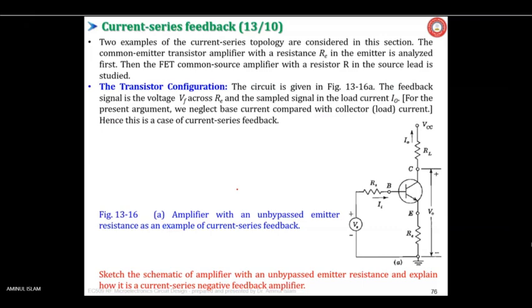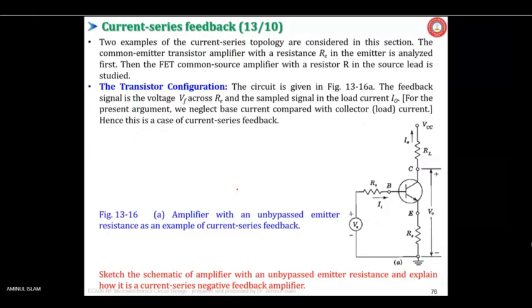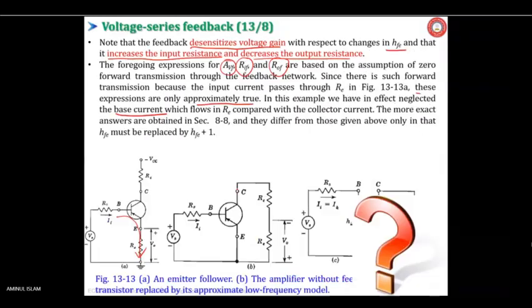Now we'll start. We have finished the voltage series feedback. Now we'll start current series feedback. So little attention will be required. What is the difference? We'll see. A voltage was taken from the emitter resistance, across the emitter resistance, in the voltage series negative feedback amplifier. This was the BJT version. So we are going to start the BJT version once again for current series.